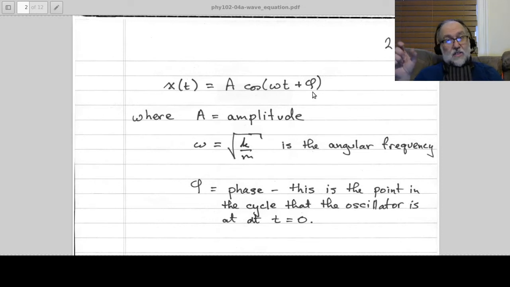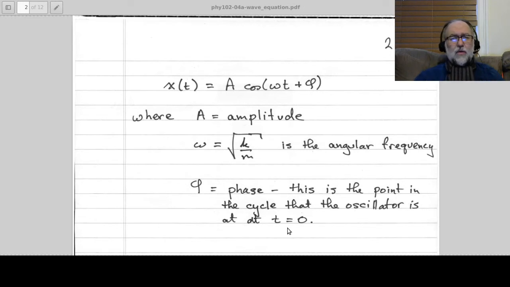That phi kind of smears a cosine into a sine and vice versa and everything in between. In other words, the phase is the point in the cycle at which the oscillator is at t equals 0. Remember, cosine of 0 is 1. The sine of 0 is 0. And so one of them, the cosine, is at maximum at t equals 0. The sine is at 0 at t equals 0.